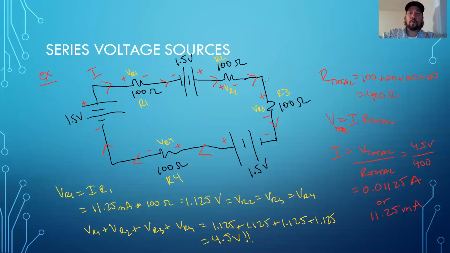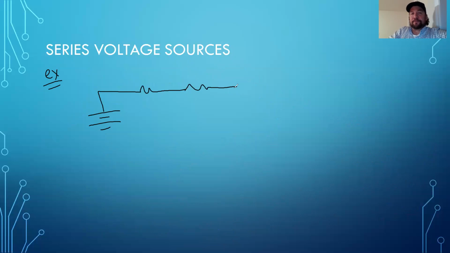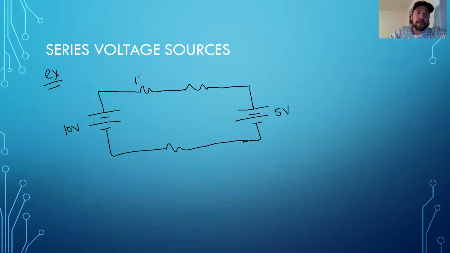Now, I want to just show one other one. I'm just going to do another example. And I'm going to, on purpose, put the source in a completely different direction, all right? It's going to oppose the other source. So I'm going to say this one's 10 volts, and I'm going to say this one's 5 volts. And just to keep things simple, I'm going to keep all my resistors 100 ohms, all right?